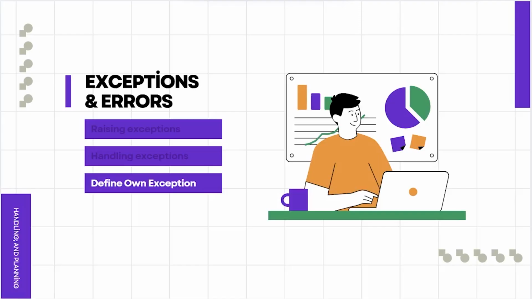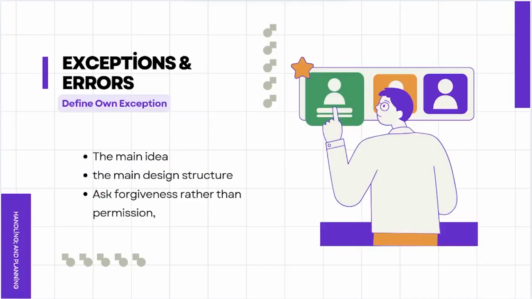Hi, welcome back. So we are at the exceptions and errors section. The last outline to discuss is how to define our own exceptions. So far, we have seen a number of those built-in exceptions. However, at times we might actually need to interfere and create our own customized type of exceptions. So here I'm going to introduce you generally to the main idea and the actual design structure if you wish to.